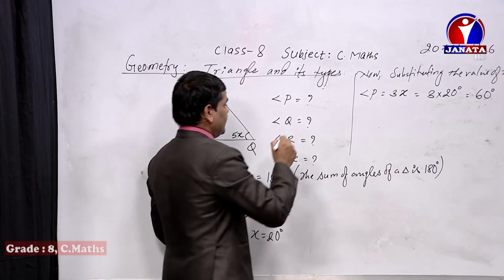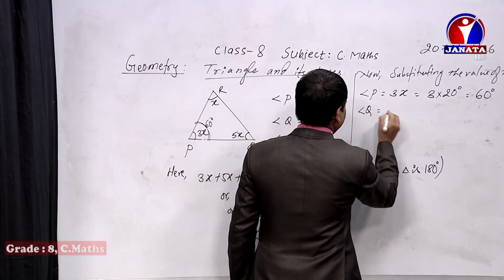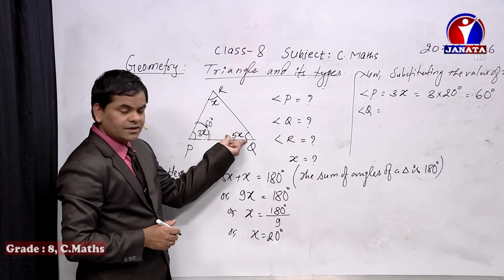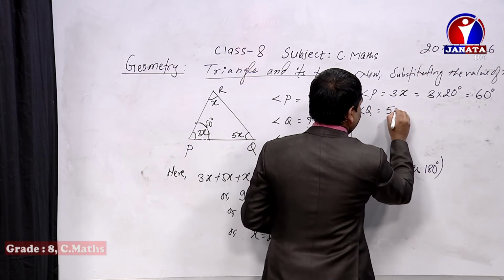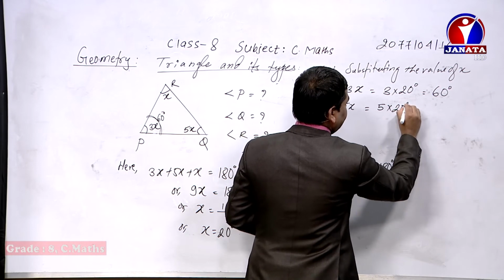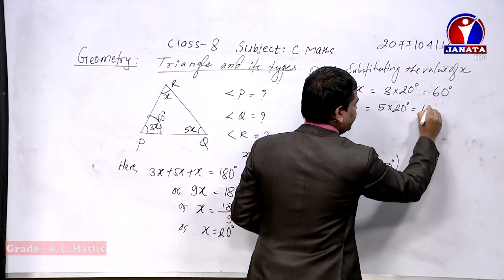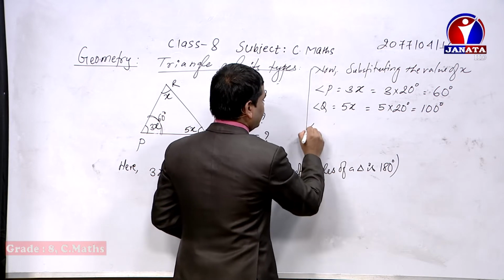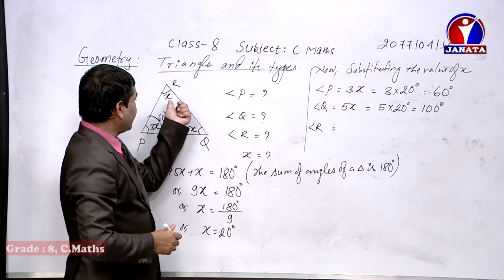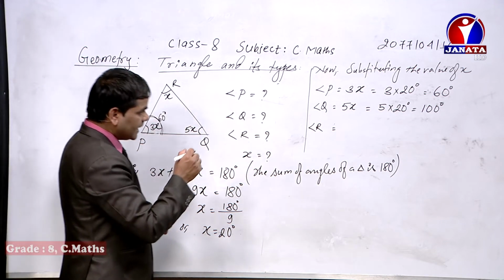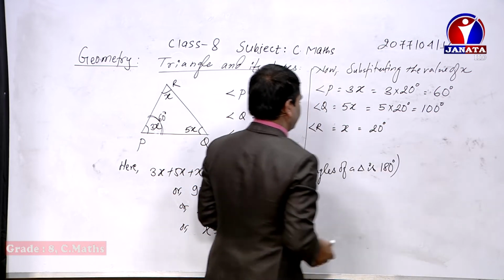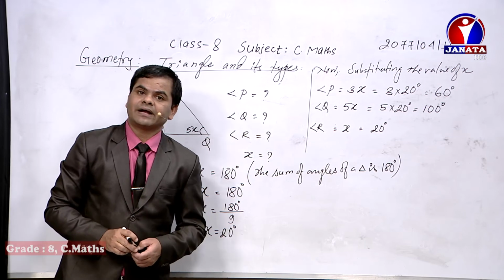Similarly, dear student, if we need to find angle Q, the variable term of angle Q is given as 5x. So you can write it equals 5x, and we know the value of x already. So 5 into 20 degrees equals 100 degrees. And then if you have to find angle R, what will it be? Exactly, angle R is given as x. So the value of x is the measurement of angle R.